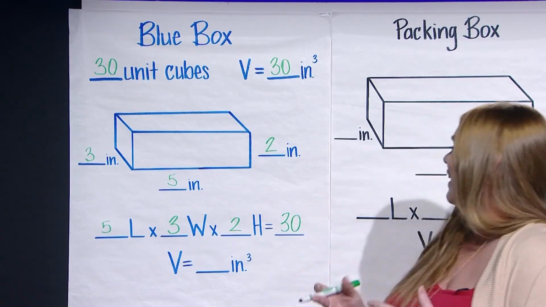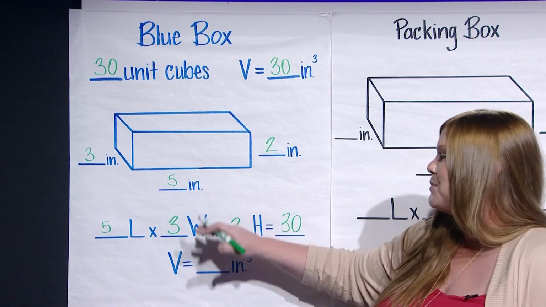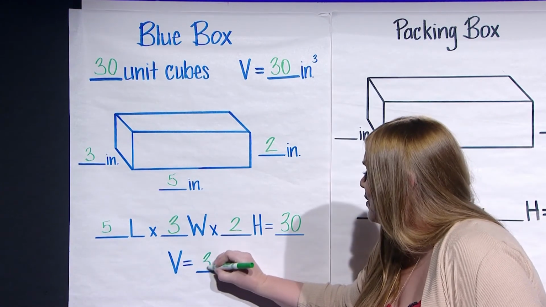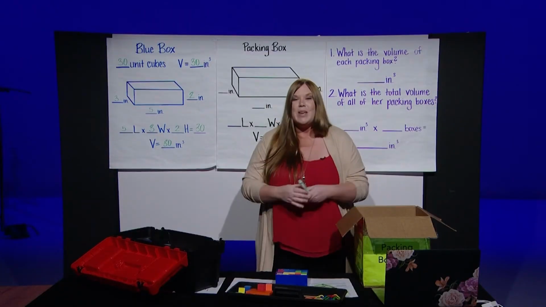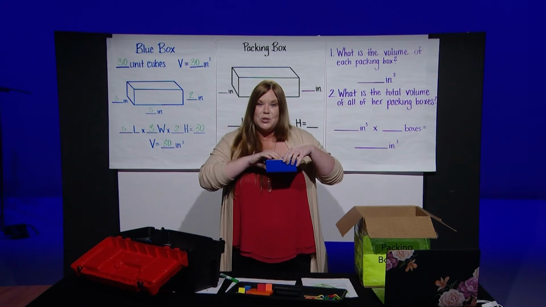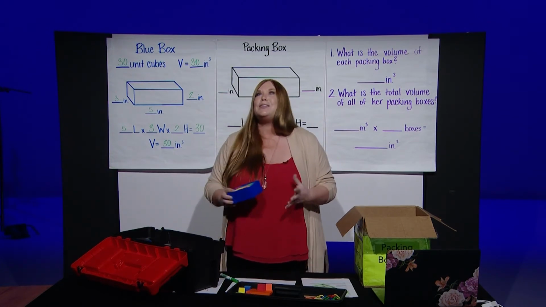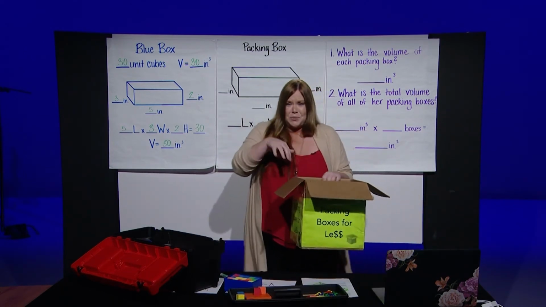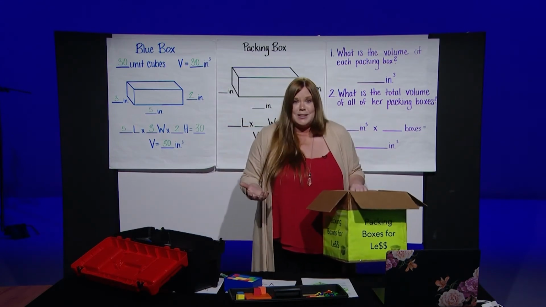Y'all are amazing. Okay, so take a look right here. 5 times 3 is 15. 15 times 2 is 30. So that tells me that what we thought is exactly correct. We can find the volume of a rectangular prism by packing it with unit cubes, but also by multiplying these side lengths or dimensions. Y'all, this is awesome. That means when we have a rectangular prism for which we don't have the right unit cubes, we don't have to pack it with anything. We can just look at the dimensions.